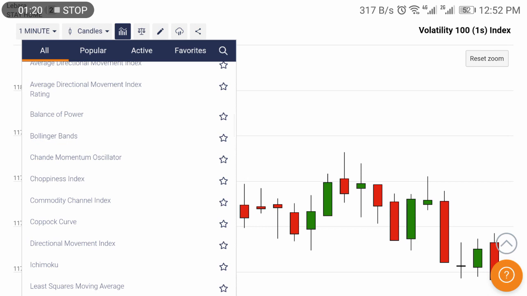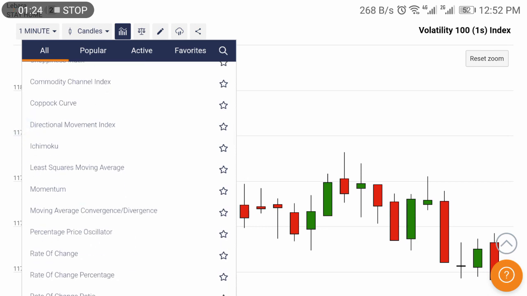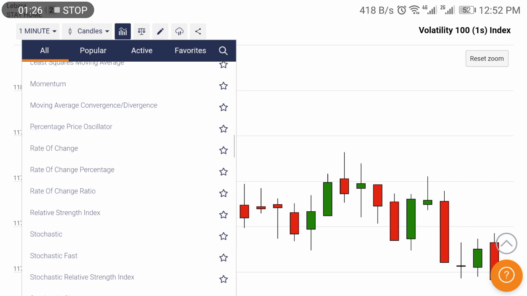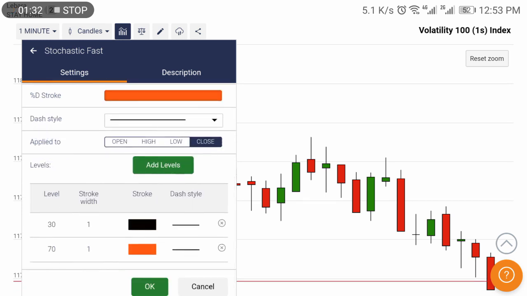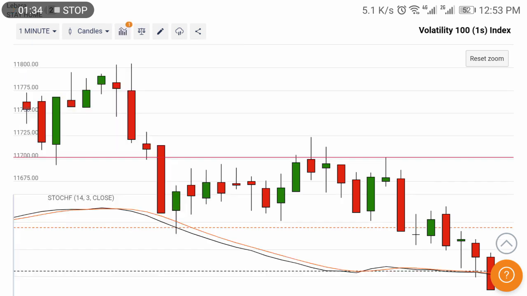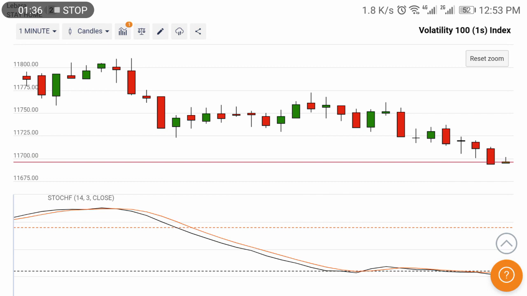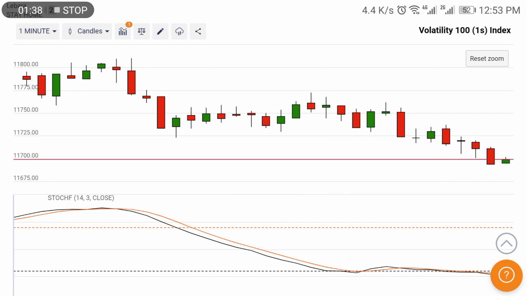Look here, stochastic fast accelerator. Simply select and add, no levels, and just okay. And now it's time to trade. How do we trade using this strategy?